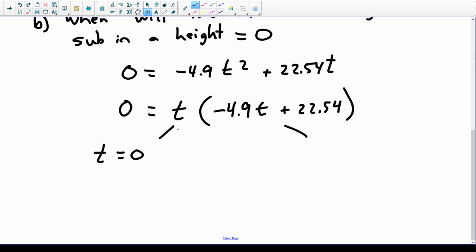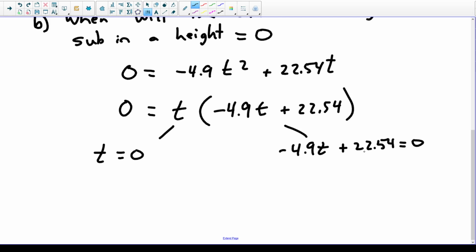t equals 0, so the ball starts on the ground. Remember, we set the height equal to 0. So what we're finding here is, when is the height equal to 0? Well, the ball starts on the ground at t equals 0. And then if I isolate the variable, and I have a little bit of math to do here, I'm going to set this bracket equal to 0, just like I was doing before.